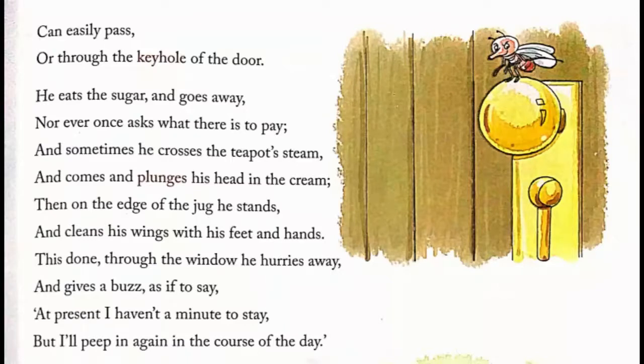This done through the window, he hurries away and gives a buzz as if to say. And when they are about to sit on the edge of the jug, with the same window they generally go from where they have come into our house. But they enter and they sit on our tea, they sit on our cups. And after that they fly, they don't stay in the house for long, and they fly away very hurriedly.